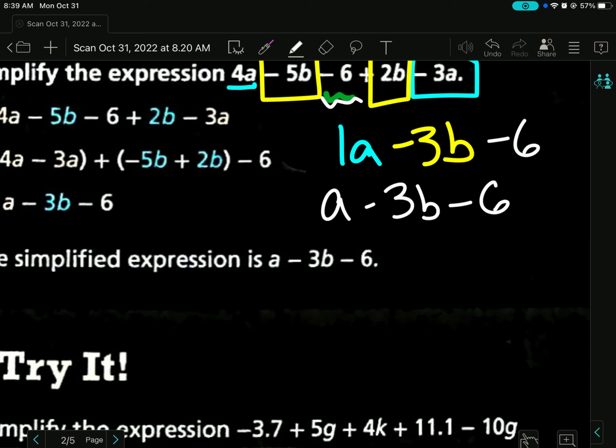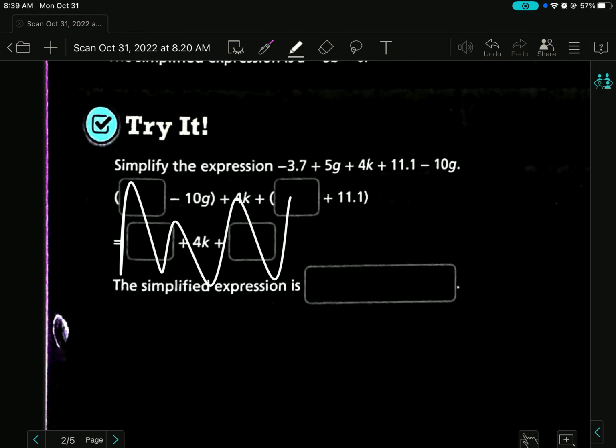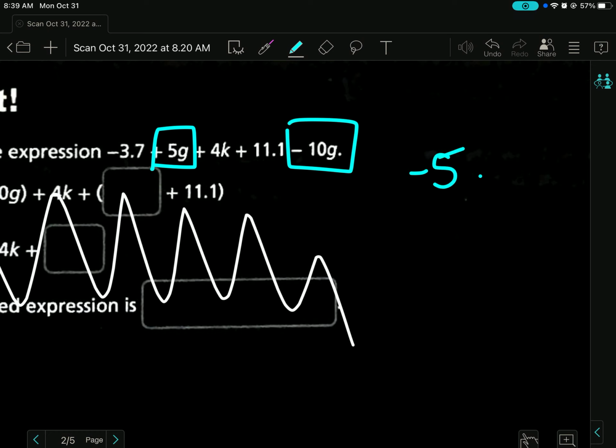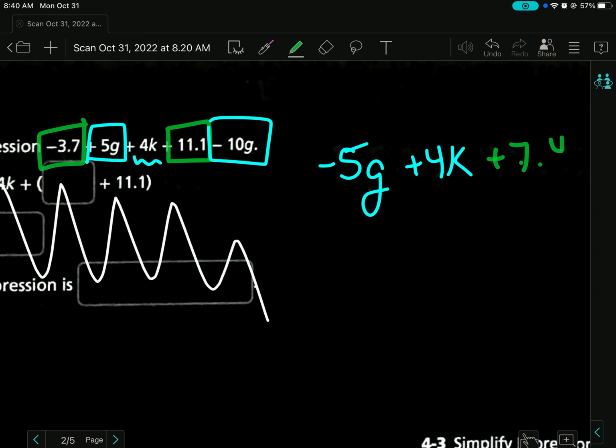All right, moving on here. Again, I'm not really going to fill in these boxes just because they make it more difficult than it has to be. So I'm seeing I have G's, I have K's, so I'm going to say, okay, I have 5G minus 10G, which would be negative 5G. I have a K, and there's no other K's, so I'm just going to write that here. And then we have negative 3.7 plus 11.1, which you can use a calculator if you so desire, to give us a positive 7.4.